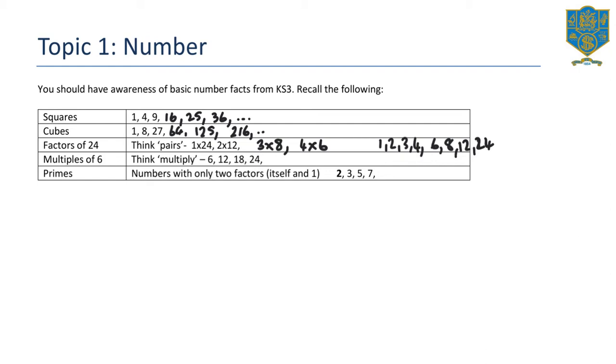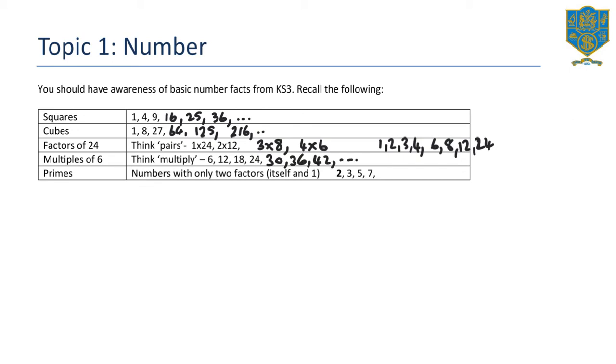Multiples of 6. So think about multiplying 6. So they're all the numbers that appear in the times tables of 6. So 6 ones are 6, 6 twos are 12, 6 threes are 18, then 24, 30, 36, 42, and so on.